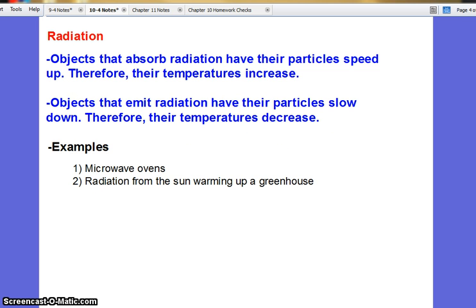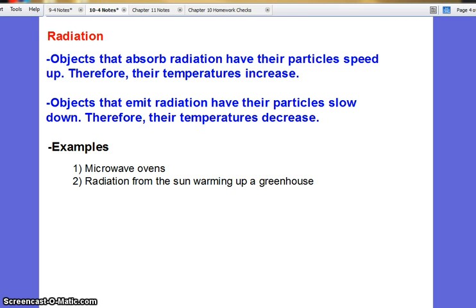The last method of heat transfer is through radiation. We a lot of times think radiation is all bad, but it's not necessarily the case. Any kind of electromagnetic wave is a form of radiation. So light is a form of radiation, radio waves is a form of radiation, ultraviolet rays, infrared, we have gamma rays, they're all forms of radiation. When an object absorbs radiation, the particles increase in their speed, and therefore their temperature goes up as well. Likewise, if an object emits radiation, the particles slow down and they will decrease in temperature.